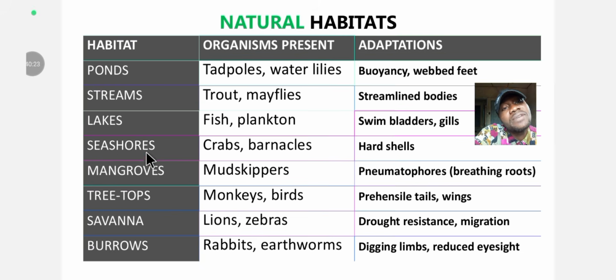We also have seashores. So from ponds to seashores is the aquatic habitat. They are classified under the aquatic habitat: pond, stream, lake, seashores. So the 4 of them are aquatic habitats. In the seashores we have organisms such as crab, barnacle, and clam. So what is that feature that makes them adapt to seashores? It is the hard shell that they possess. Clam has hard shells, barnacles have hard shells, crabs have hard shells too. These hard shells make them adapt to the seashore because there are organisms in the seashore that easily feed on other organisms.